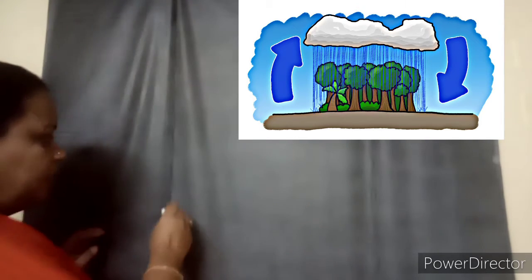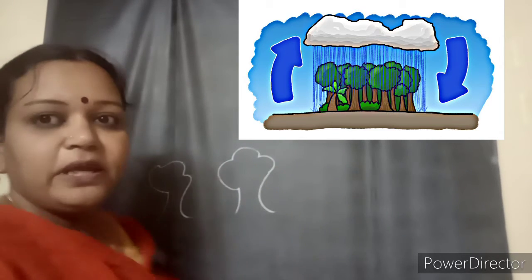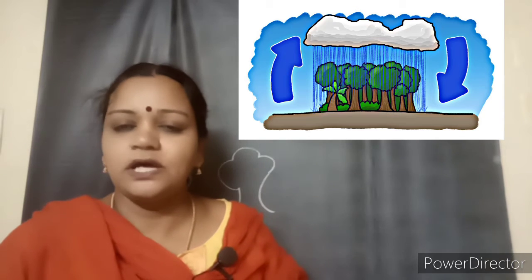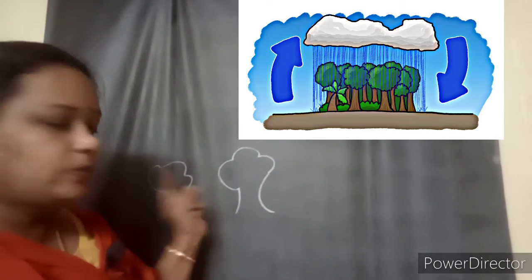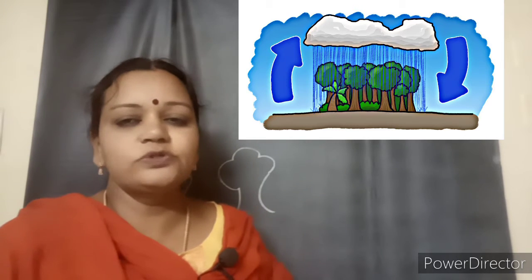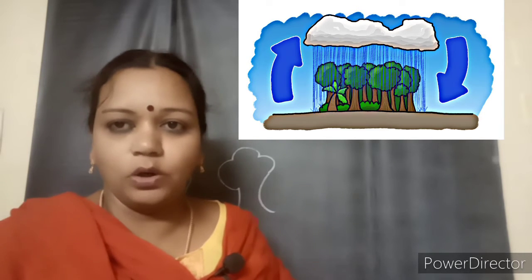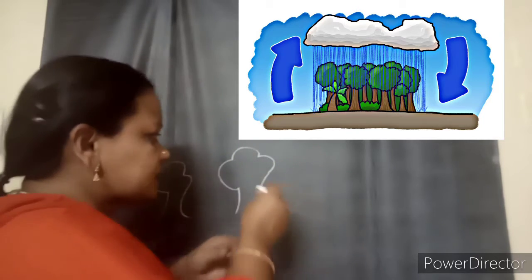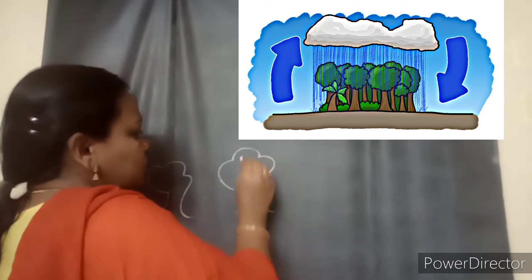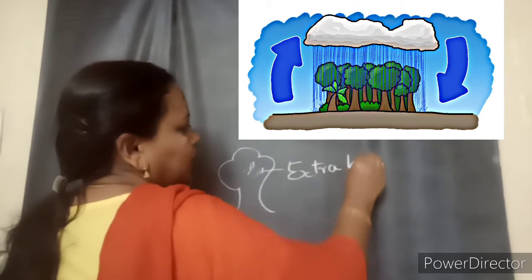For example, children, there are trees like this. Trees will have many leaves. All the plants have leaves and they will absorb the water from the root, and you all know that leaves will prepare the food for the plant itself. When they absorb water, they will absorb more water also. So there will be some extra water in the leaves. That extra water, here leaves are there, no children. So these leaves will have some extra water.